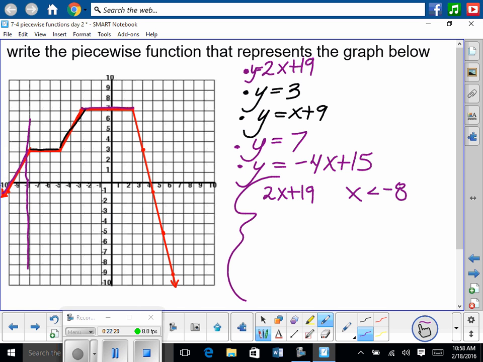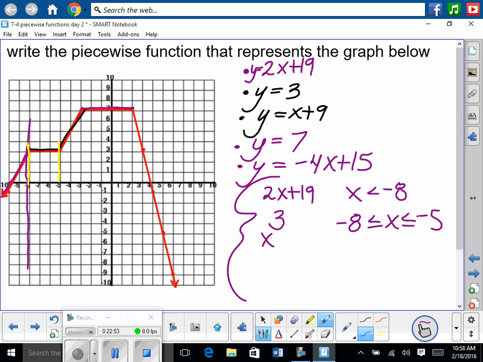Okay, y is equal to 3. So we have a 3, and we have it between here to here, right, everybody? So that's between negative 8 to negative 5. Is everybody good? Yeah. Okay, so we have negative 8 less than or equal to x less than or equal to negative 5.